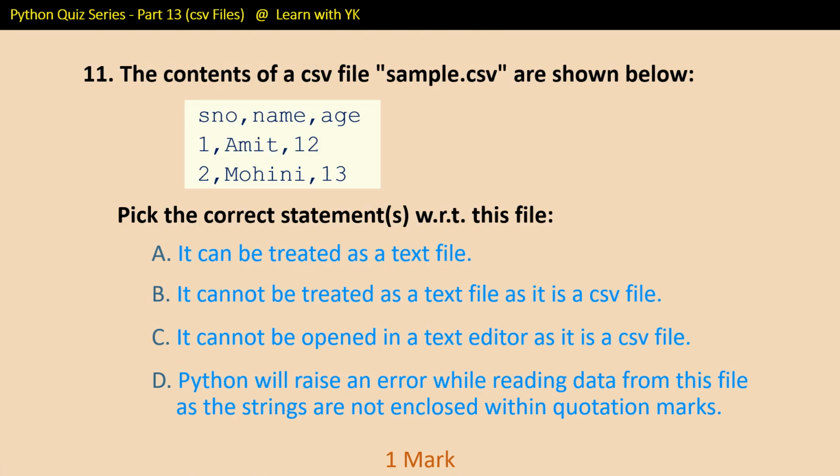Question number 11. The contents of a CSV file sample.csv are shown below. See the contents of this file and pick the correct statement with reference to this file. There can be one or more correct statements. And the correct statement is again option A. It can be treated as a text file. Basically all the CSV files are text files. So any CSV file can be treated as a text file also.